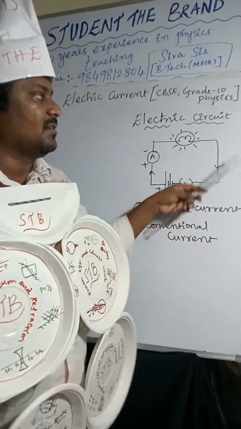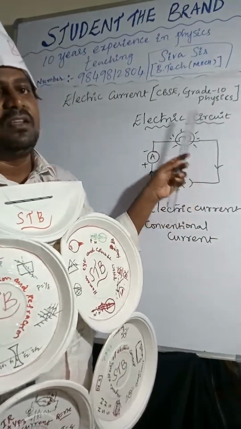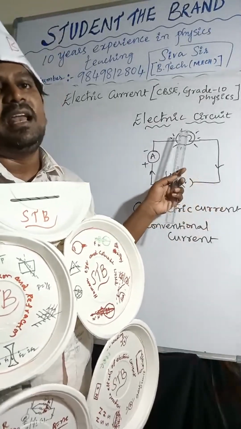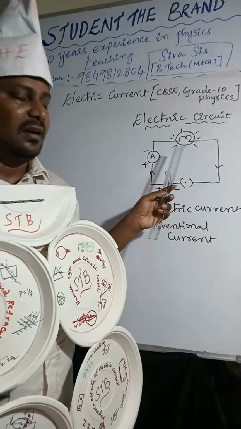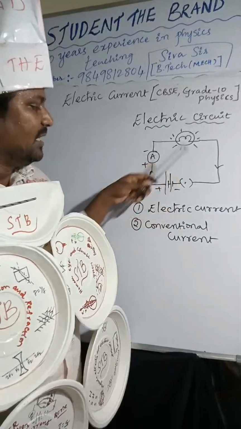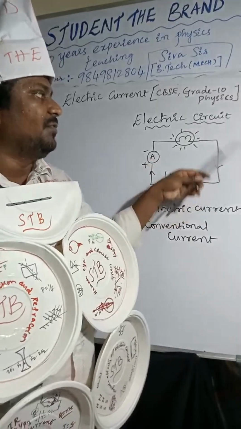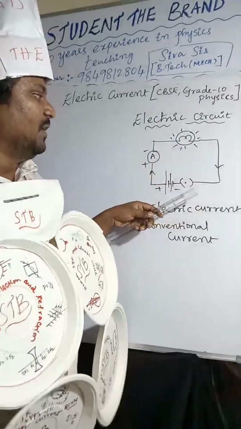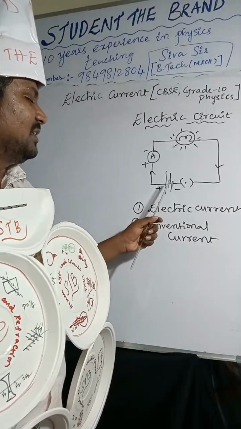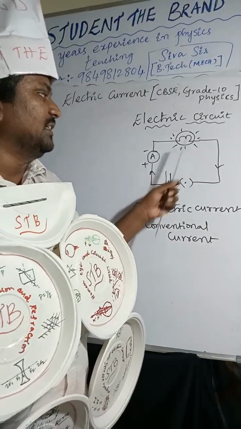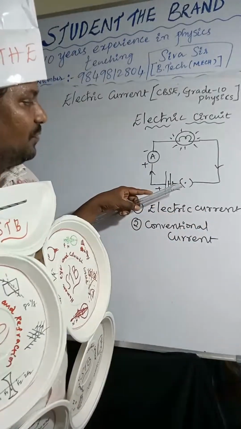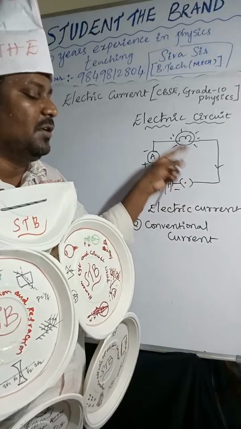The flow of electrons is considered as an electric current. So conventional current is nothing but the flow of positive charges. Electric current is nothing but the flow of negative charges. Okay. So here the direction of conventional current is taken as the direction of flow of positive charges from positive terminal to negative terminal. So electric current is nothing but the flow of electrons from negative terminal to positive terminal.